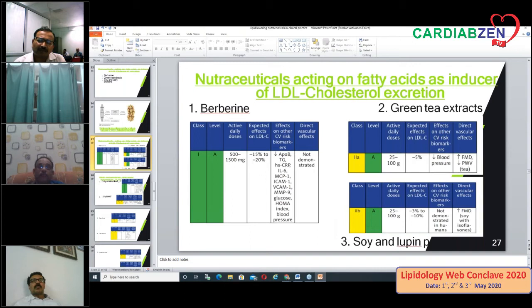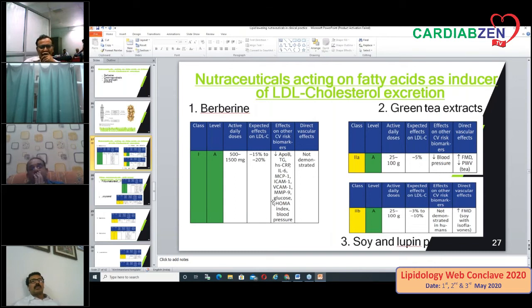Nutraceuticals acting on LDL cholesterol excretion: yes, a level A indication exists, but also for reduction in apolipoprotein B, triglycerides, hs-CRP, IL-6, and homocysteine, and blood pressure reduction. A direct vascular effect is of course demonstrated, but the expected effect on LDL cholesterol is approximately a 15 to 20% reduction, documented at a dosage of 500 to 1500 milligrams per day of berberine.